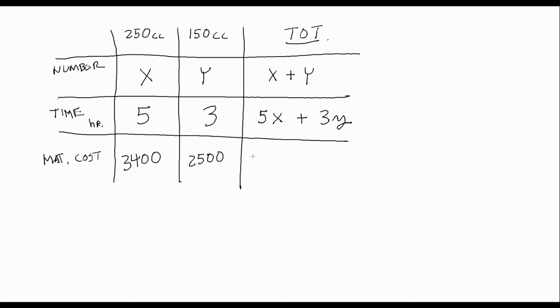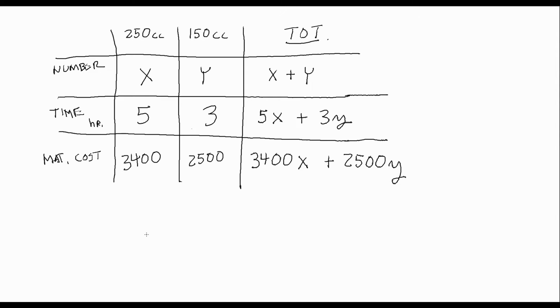Similarly, the cost would be 3,400 times the number you make of the 250s plus 2,500 times the number of 150s you make, and that's your total material cost to make X and Y of these. Now, in the description of the problem, we're given a budget and an amount of time that we're able to use. It says there that we're given $260,000 to spend.